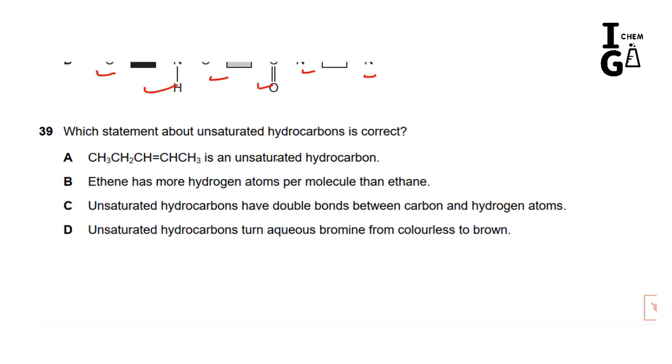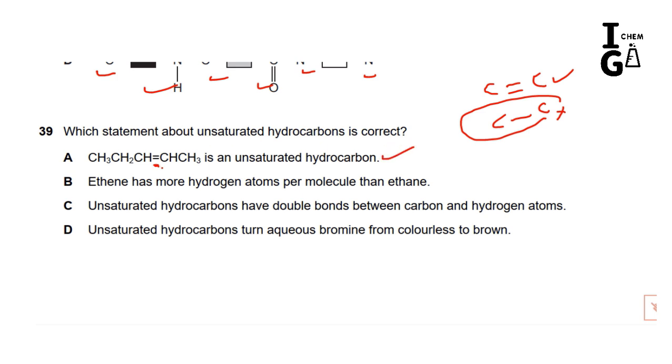Okay. 39. Which statement about unsaturated hydrocarbons is correct? Unsaturated, you know guys, means we have a double bond between carbons. If this is a single C-C bond, so this is saturated, so it's wrong. So we talk about a double bond. Look at the first one we have here, double bond. So it is an unsaturated hydrocarbon? This statement is correct actually.